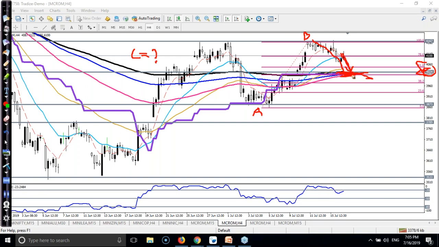When the market reaches or hits this area, we will be looking to buy above this area. At that time we will look for a candlestick pattern or moving average crossover, whatever you want, right? So this will be our buy entry.